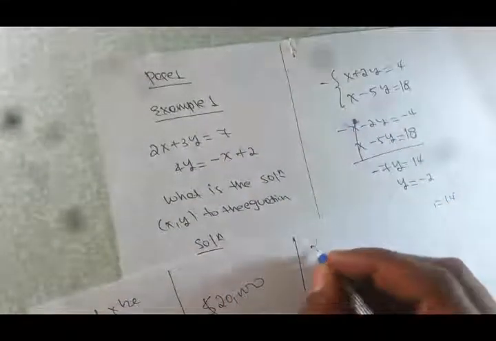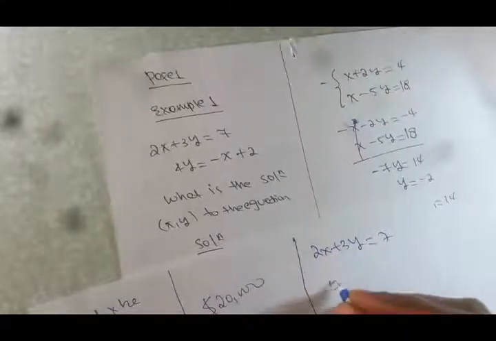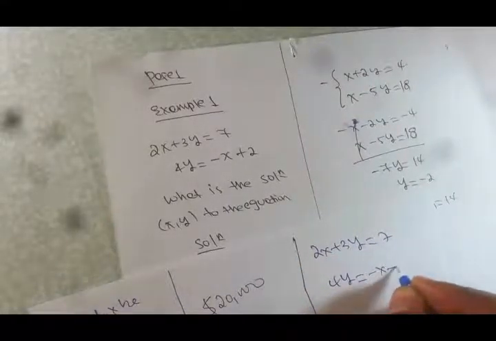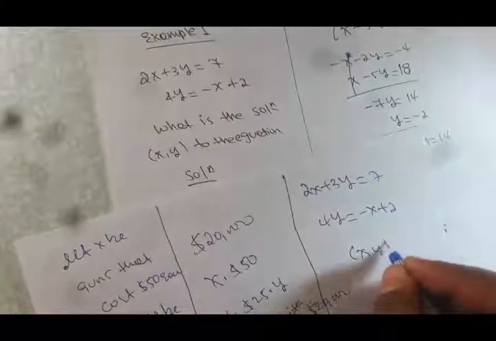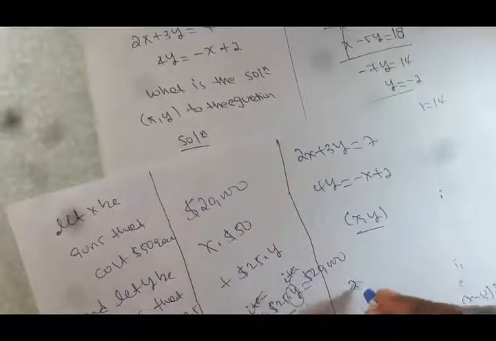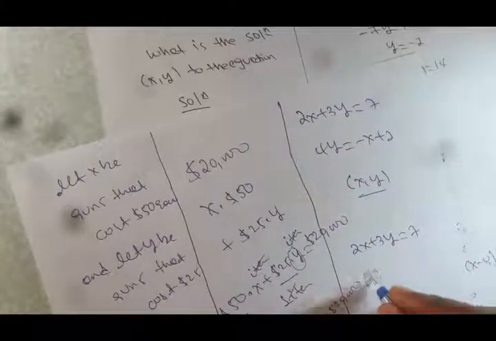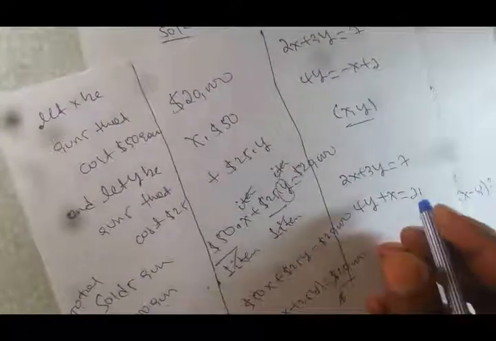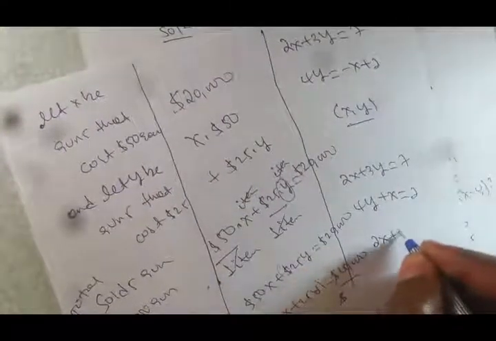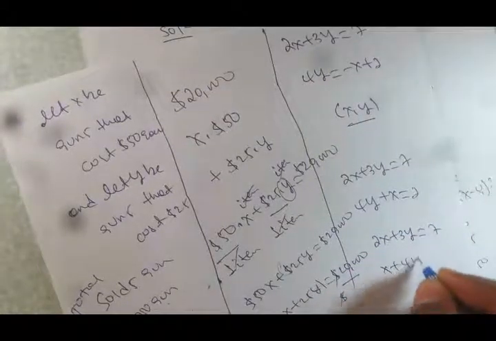Example 1: given 2x plus 3y is equal to 7, and 4y is equal to minus x plus 2. What is the solution set of x and y? We are asked to find x. We know that 2x plus 3y is 7, and 4y, when we bring it to the right, becomes plus x is equal to 2. This can also be rearranged to 2x plus 3y is equal to 7, and x plus 4y is equal to 2.